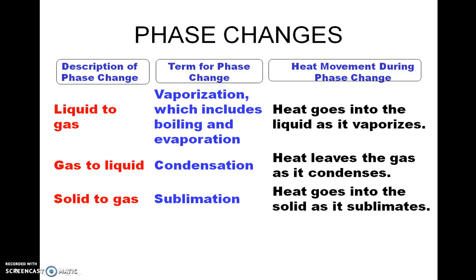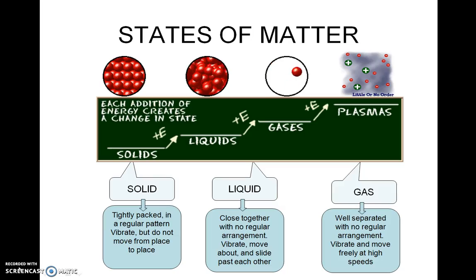Now, the last but not least, solid to gas. This actually skips one state, but is not weird and does not break any laws of chemistry. It is called sublimation. Heat goes into the solid as it sublimates. So, if you place enough heat on a solid, it will not turn into liquid anymore, but automatically change into gas. Now, here's a recap.